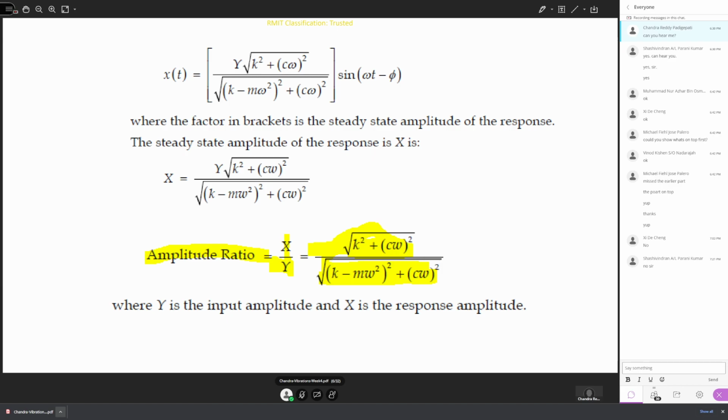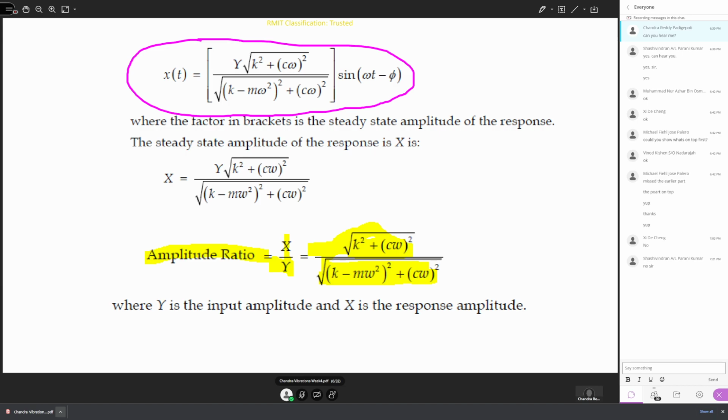So here Y is the displacement of the base. So x is the displacement of the mass.